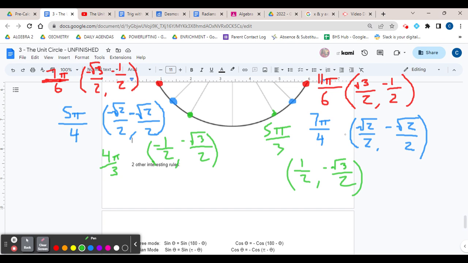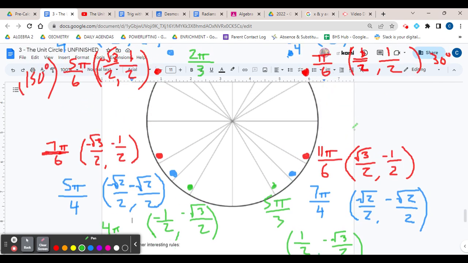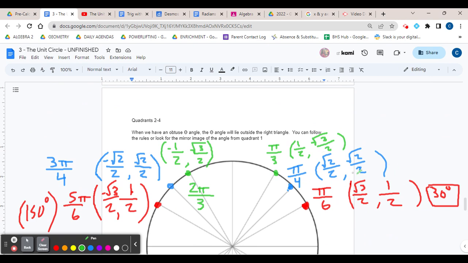If you have any questions as you're going through this, let me know. Again, there's the radians video. You want to look at that one first. Then you want to look at the trig with the special right triangles video. And then you want to look at the first unit circle video for the first 2 pages. Then you want to look at the second unit circle video where I do the first quadrant.